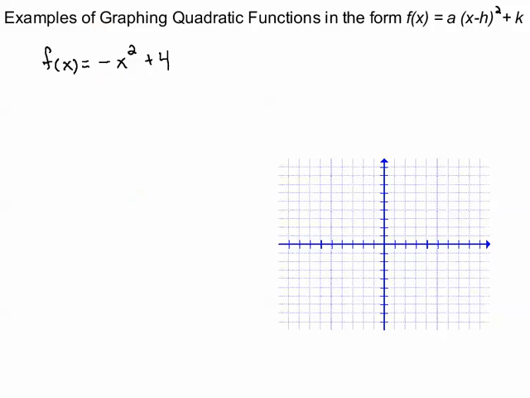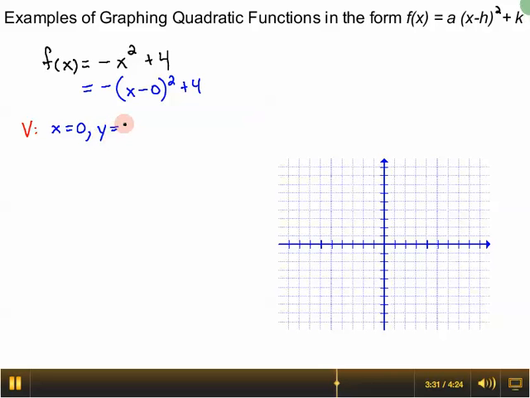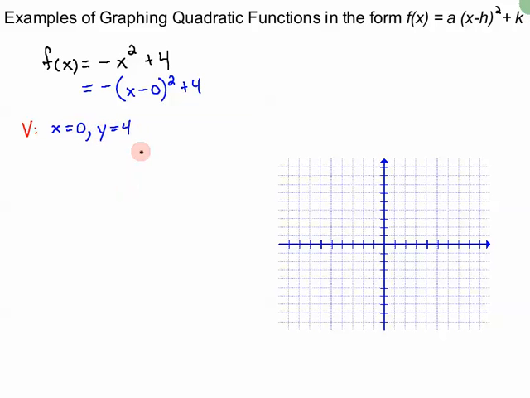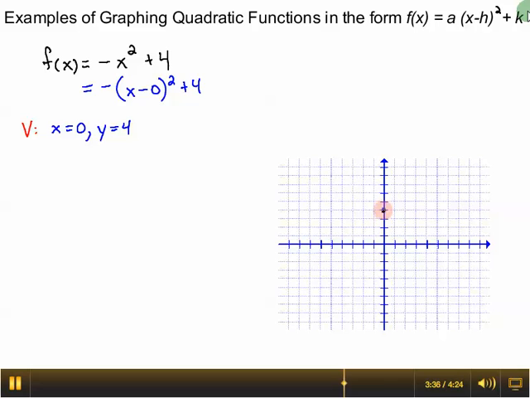So in this example, it might be useful to think of this function as being negative x minus 0 squared plus 4. There's nothing here being added or subtracted from the x, so you could write it this way. And so now you can see that the vertex would be when x is, well, what x value makes this 0? Well, of course it would be 0. So when x is 0, y would be 0 squared times the negative is still 0 plus 4. Y would be 4. So the ordered pair 0, 4 is the vertex in this case, which is up here.